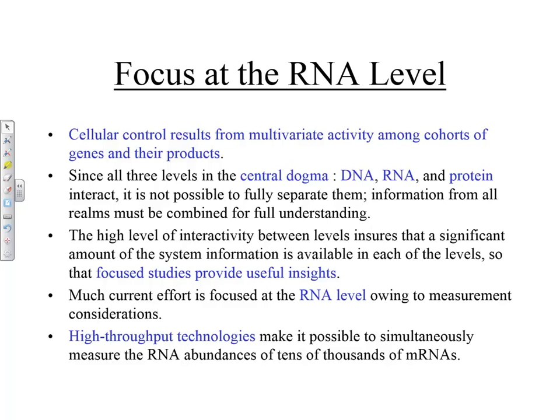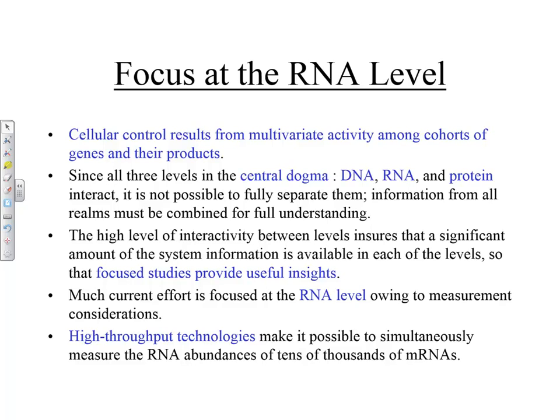Now, you have three levels in the central dogma. You have DNA, then you have RNA, and then you have protein. There is interaction between all three levels. There will be information available in each of these levels, and they will also be mixed up because proteins interact with DNA and RNA and so on. But usually, as far as microarrays are concerned, you focus at the RNA level. So you're looking at the messenger RNA that is being expressed in a particular tissue, and based on that, you're going to try to figure out the activity.